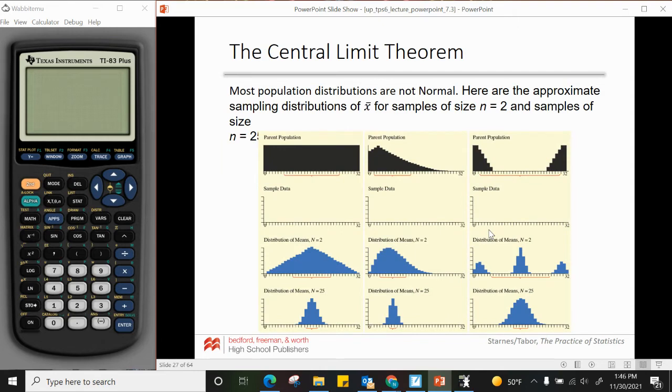So now we're looking at the central limit theorem. And this is kind of a big part. It kind of goes along with it. This mimics the large counts condition for proportions. What the central limit theorem says is that most population distributions are not normal. And so here are the approximate sampling distributions of X bar with size n equals 2 and n equals 25.